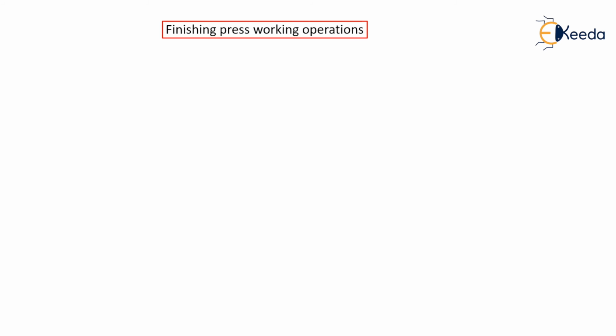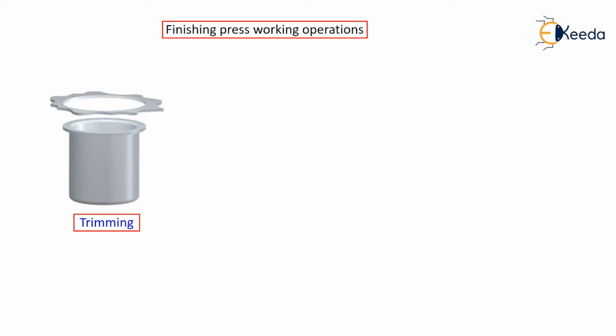Third category of press working operation is finishing press working operations, in which you may see that there is trimming operation. The trimming operation consists of cutting the unwanted excess material from the periphery of the previously formed parts.